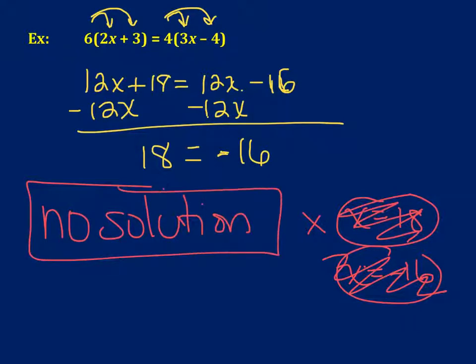That's your answer. And what that means is no matter what you pick for x, if you pick the number 1, you'd have 12 times 1, which is 12, plus 18, that would be 30. 12 times 1, which is 12, minus 16 is negative 4. No matter what you pick, you're never going to get this to work. So there's no solution. There's nothing that will work for x.